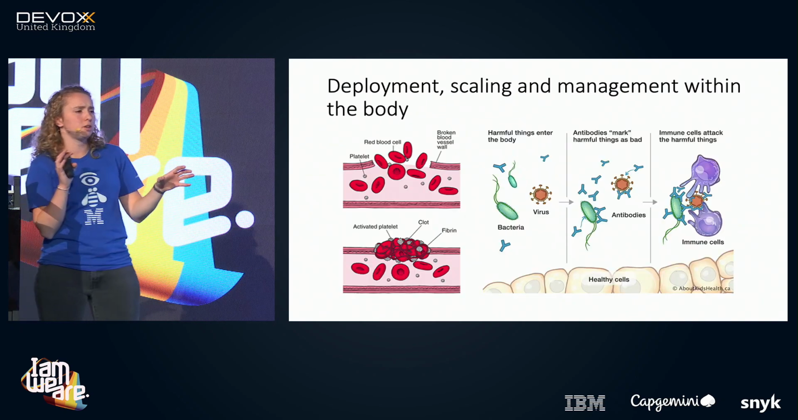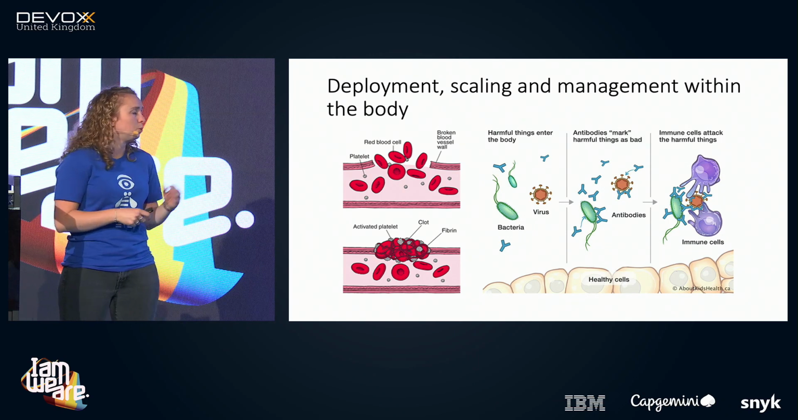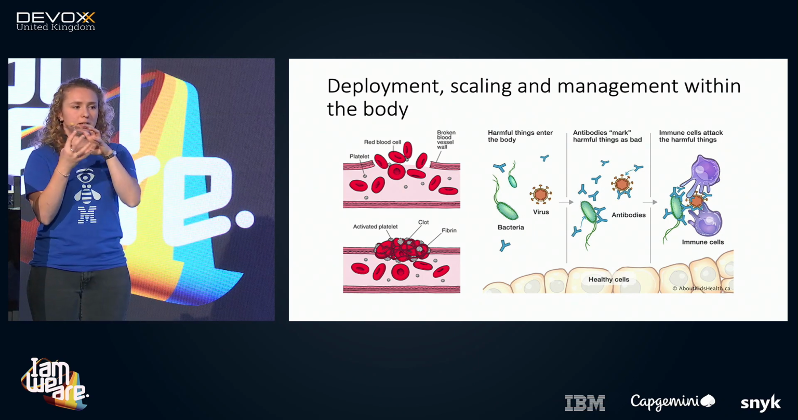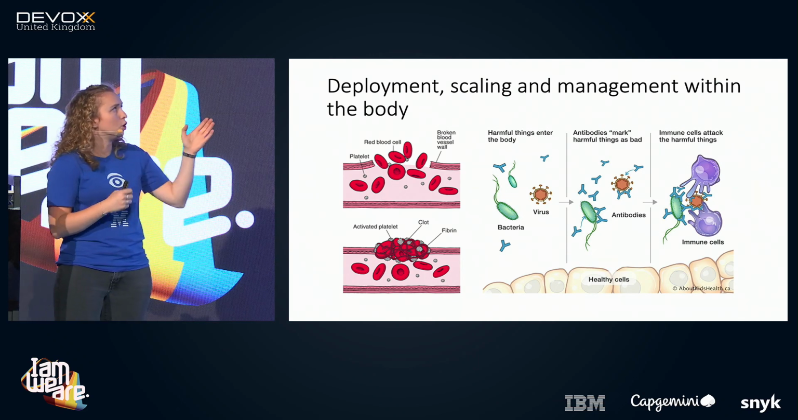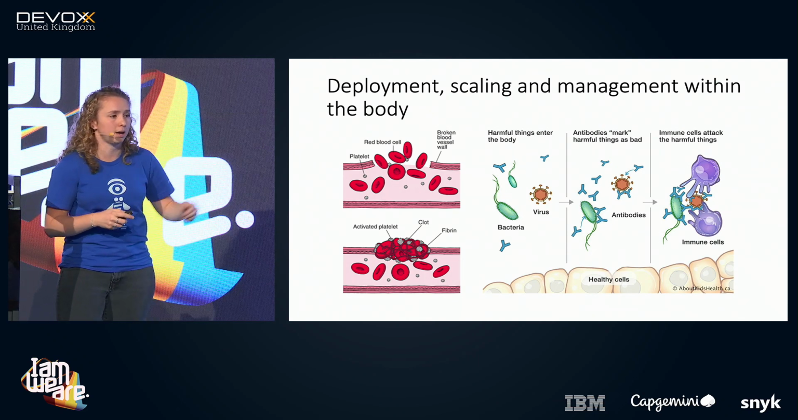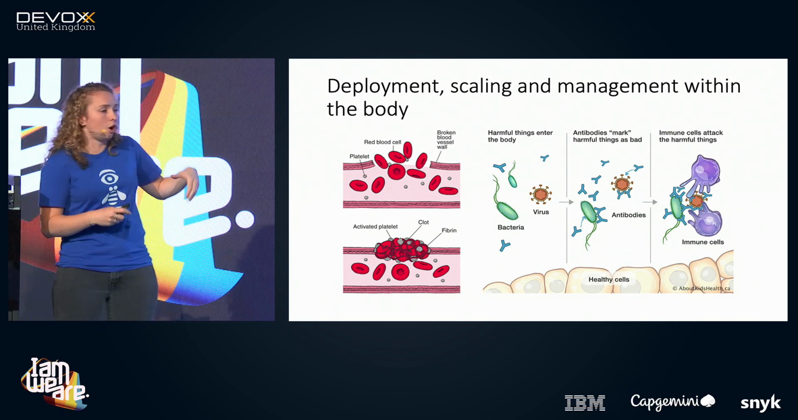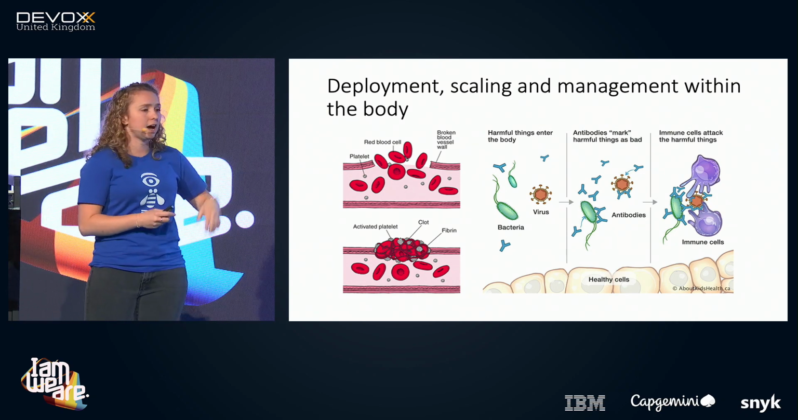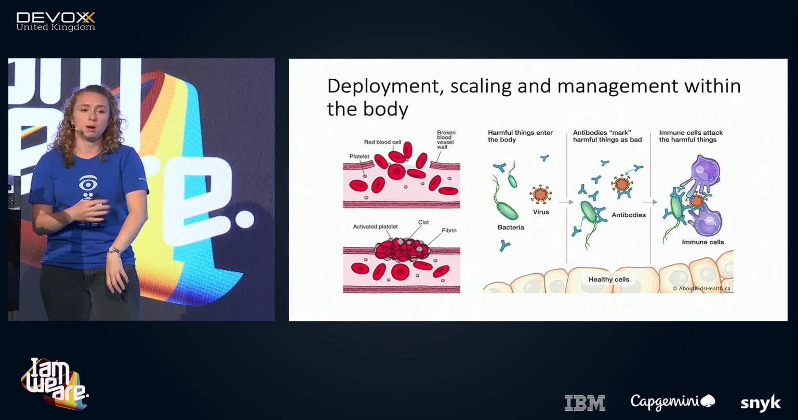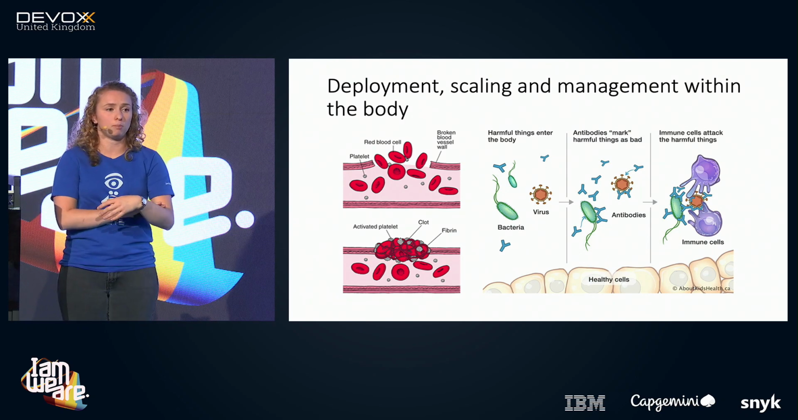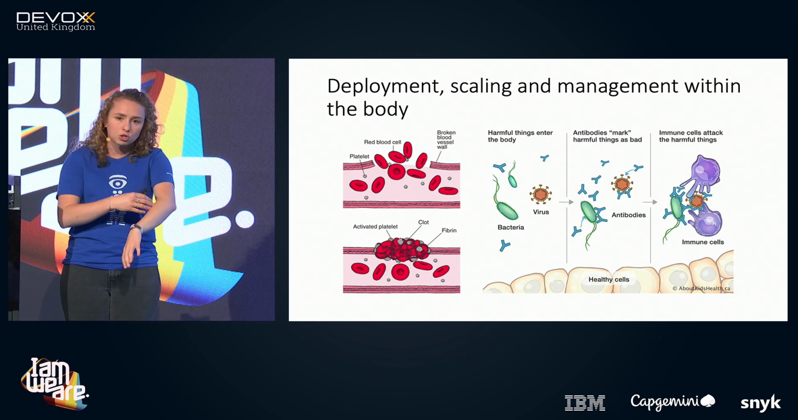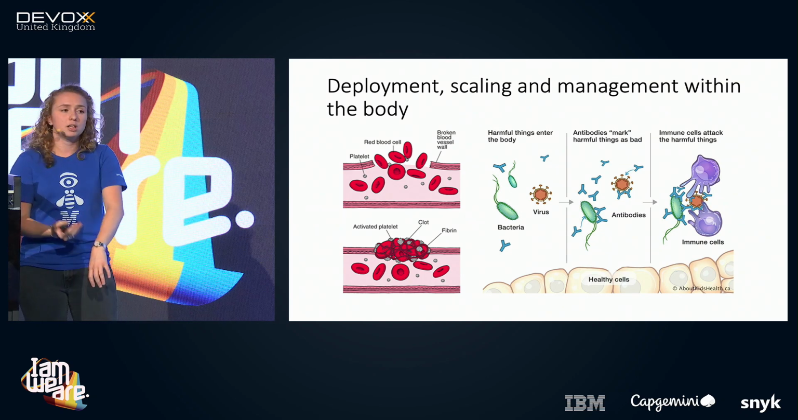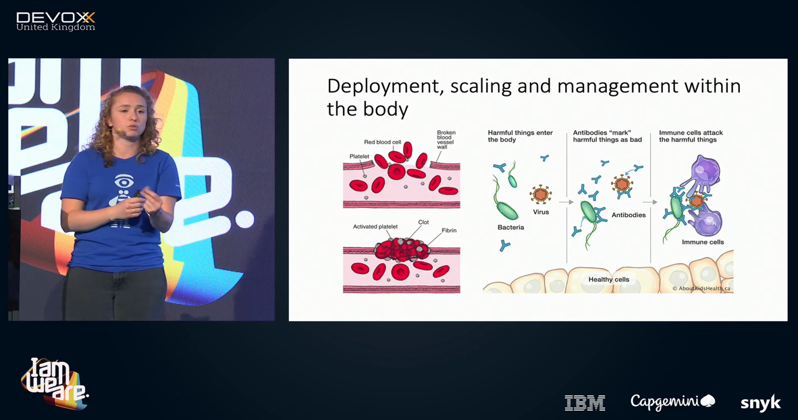What about deployment, scaling, and management within the body? So now that we've got our container and we've neatly packaged up that section of our application, how do we know how to deploy it, how to scale it, and how to manage it? Well, in the body, our body already naturally does this. So for example, if I have a cut or a scrape, my body knows that that's a danger to my body. It knows that an infection could potentially get in, and it needs to close that up and deal with that immediately. So that's an increased load on my body, and it needs to respond.